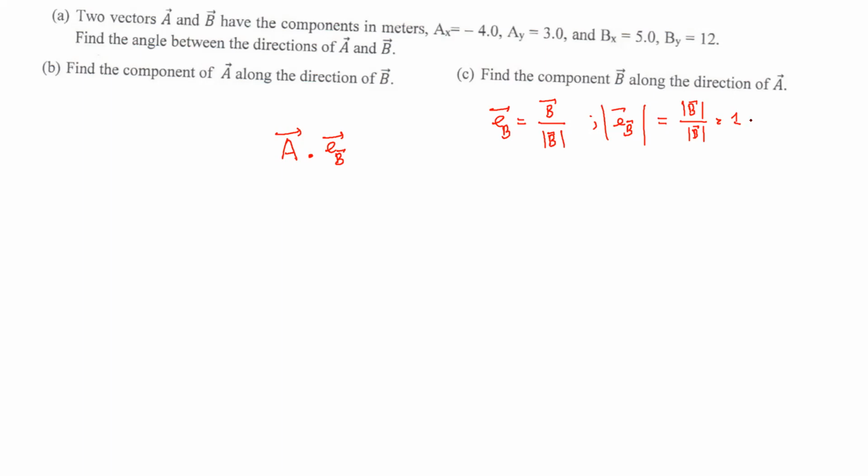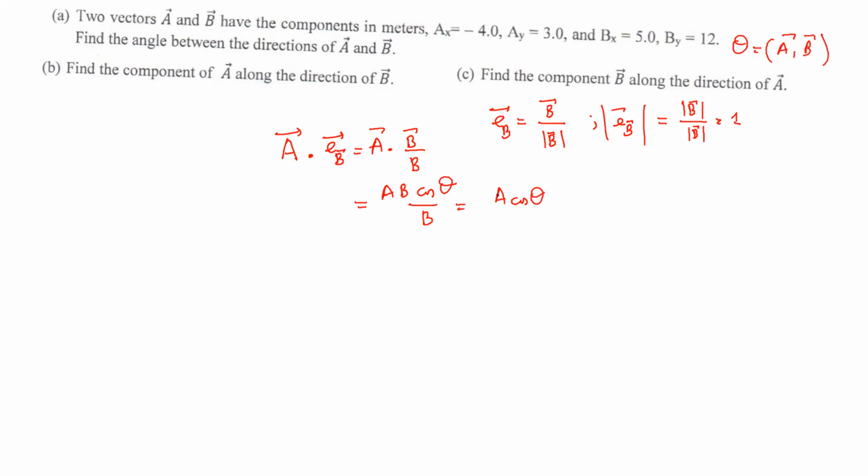So now if I ask you the component of A along the direction of B, I need you to calculate the dot product between A and the unit vector along B. So I need you to calculate A dot EB. So A dot EB will give you what? Will give you A dot B divided by magnitude of B. And this will be equal to what? AB cosine theta divided by B. And this is A cosine theta, theta being the angle between A and B.